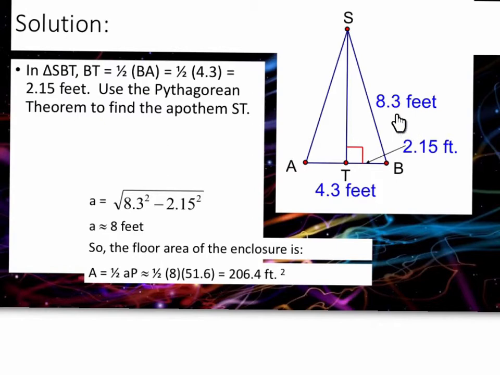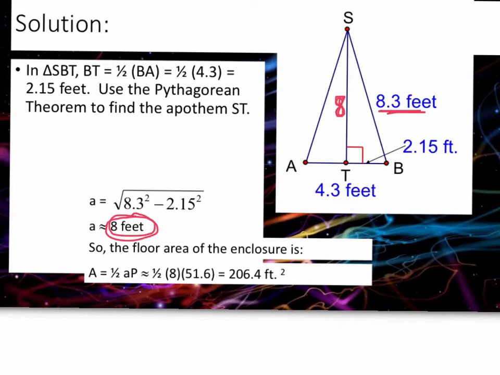Now what we're going to do is we are going to see that 4.3 was the side length here. If I divide that in two, I get 2.15. So I have this side length here. And then the radius was 8.3, so I have that side length there. And now I use the Pythagorean theorem to find out what my apothem is. And if I do that, I will get about 8 feet. So this is about 8 feet in length, and this is just by rounding. Okay. And that makes sense, right? Because it can't be greater than the hypotenuse of this triangle.